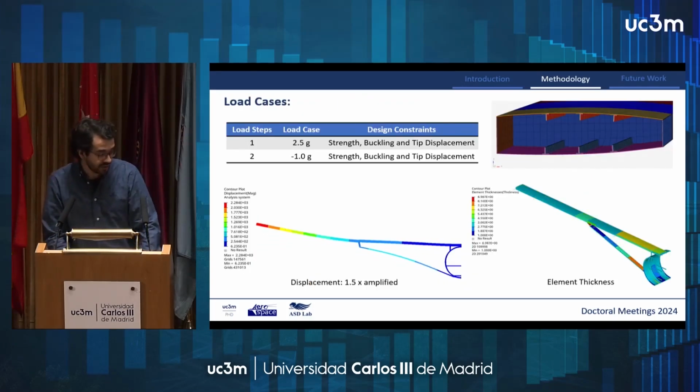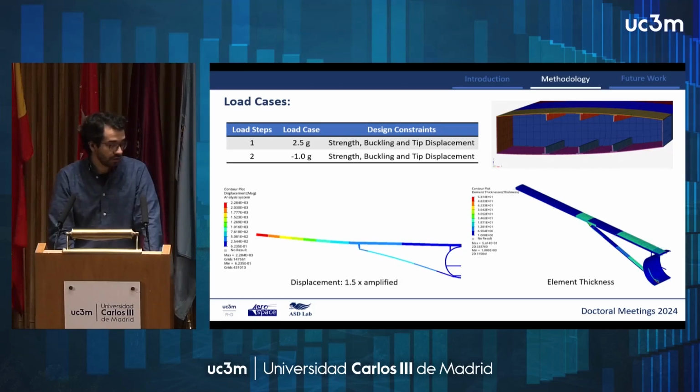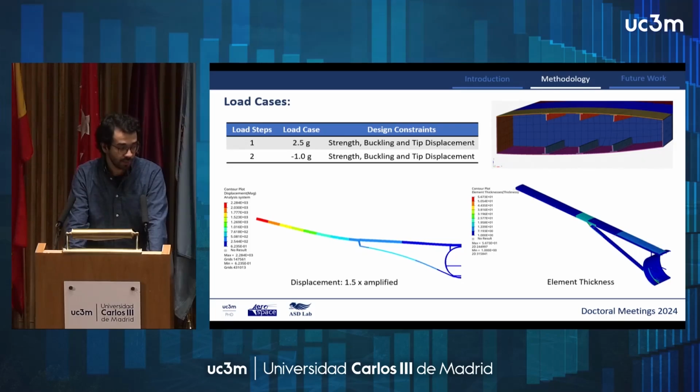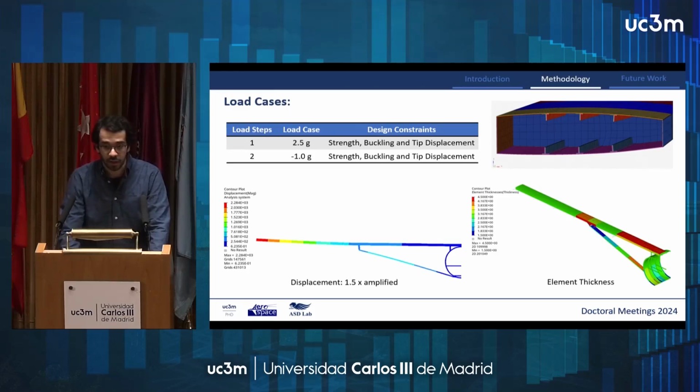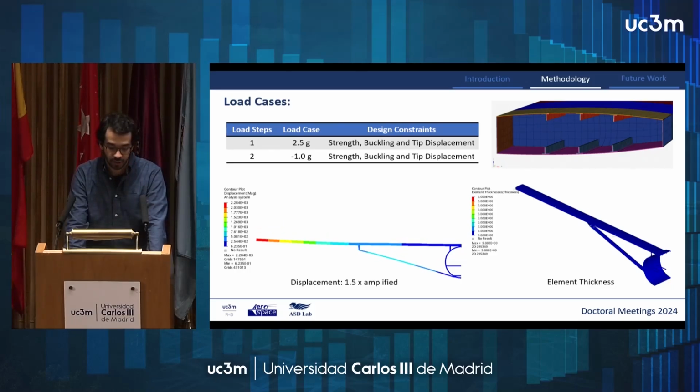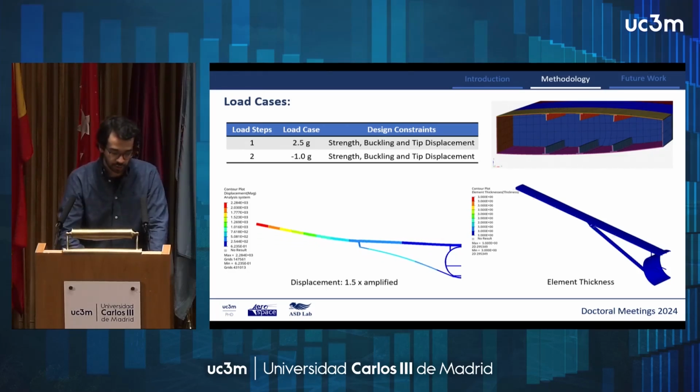These are the load cases that we are considering now, the first one being the most demanding in terms of load factor, 2.5 Gs. And we are also considering these design constraints, being the strength, buckling, and tip displacement, the constraints which are sizing our model at the moment. We also intend to maybe consider fatigue and aeroelastic constraints, but that is something that we may add in the next steps of this work and thesis, which also intends to increase the fidelity of our model.